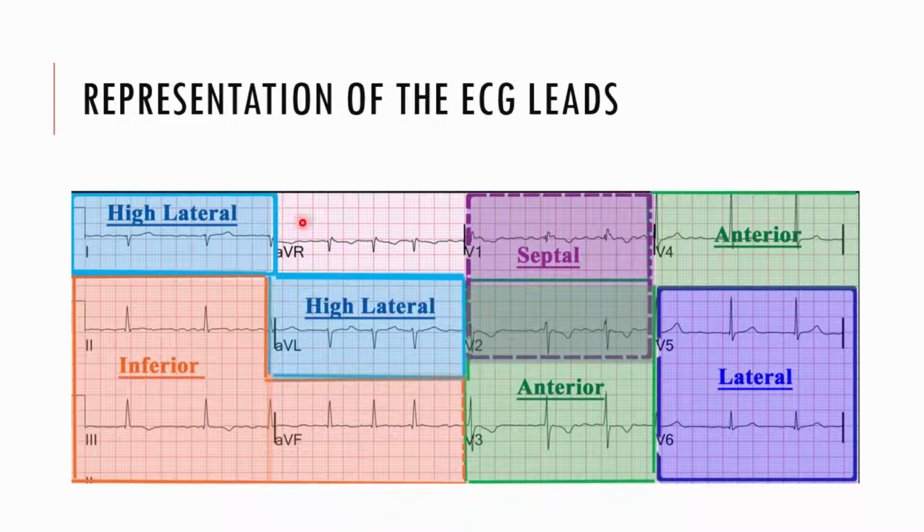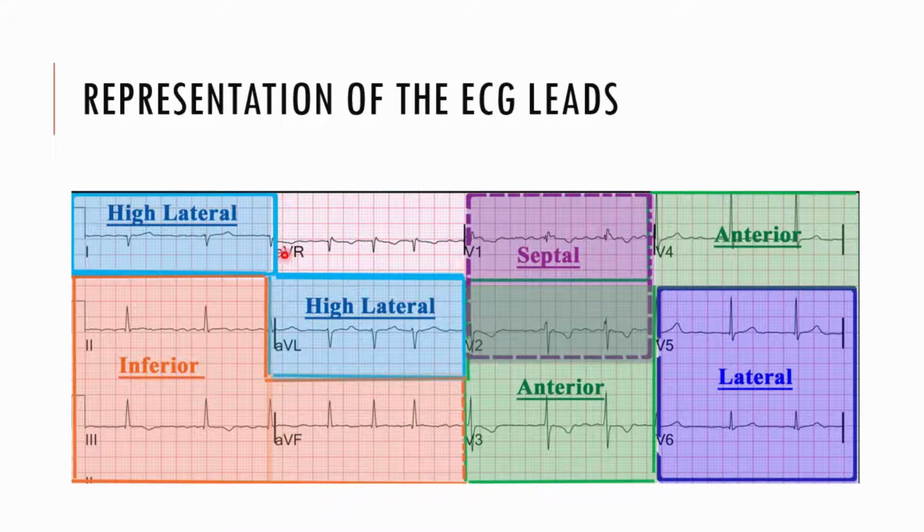So here's a graphical representation. Here you have lead 1, lead 2, lead 3, lead AVR, AVL, AVF, V1, V2, V3, V4, V5, V6. So lead 1 and lead AVL are the high lateral leads, so the lateral aspect of the heart. Then you have V5 and V6, the lateral inferior aspect of the heart. Then you have the inferior aspect of the heart, which is lead 2, lead 3, lead AVF. You have the septal view, which is lead V1 and part of V2. Then you have the anterior view being part of V2, V3, and V4. So take some time to actually absorb this diagram in your mind and keep it in mind.